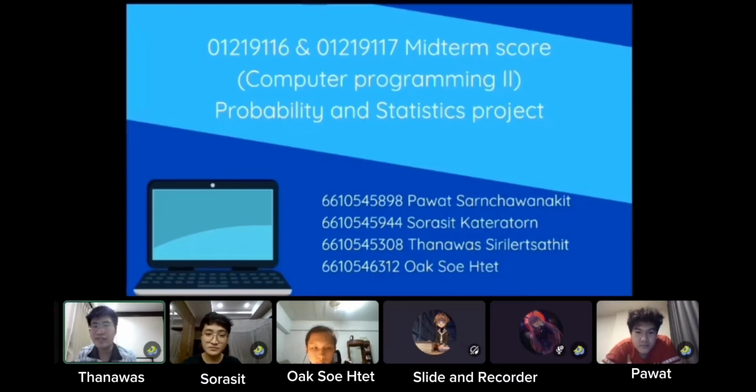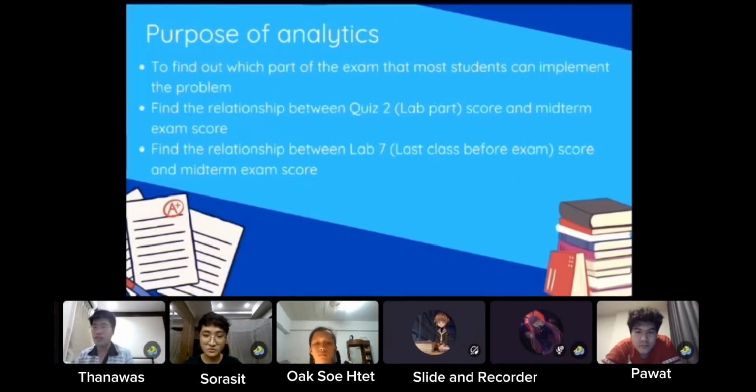So today we are going to present about the midterm score of the computer programming and probability and statistics project. The purpose of the analytics is to find out which part of the exam most students can implement, find the relationship between quiz 2 and midterm score, and find the relationship between lab 7, which is the last lab before the exam, and midterm score.